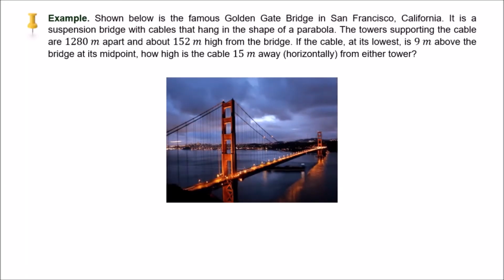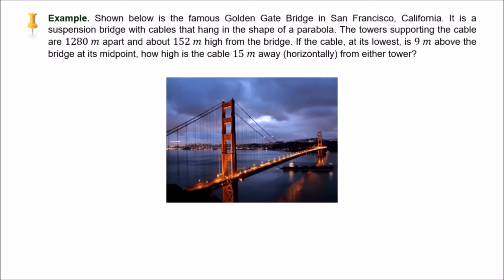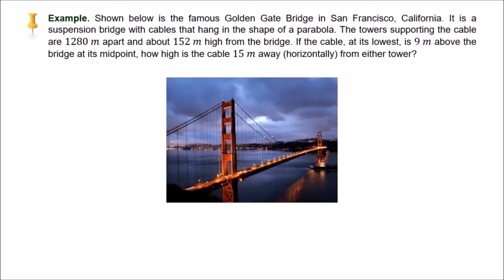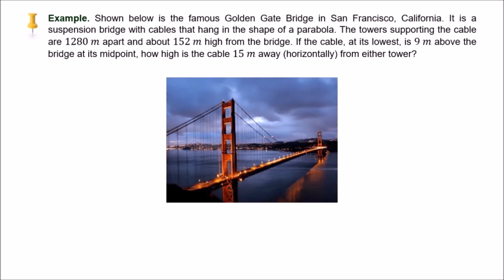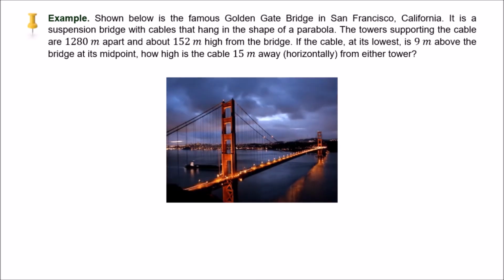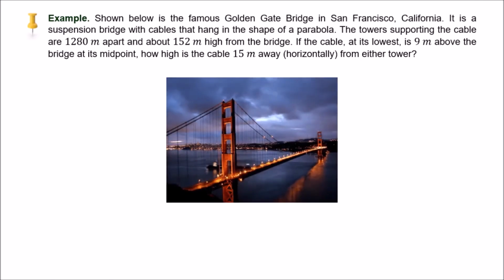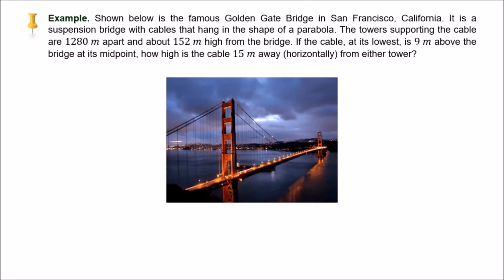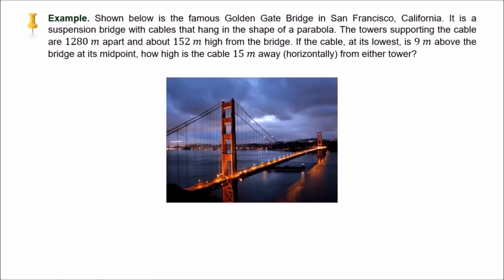Example: shown below is the famous Golden Gate Bridge in San Francisco, California. It is a suspension bridge with cables that hang in the shape of a parabola. The towers supporting the cable are 1,280 meters apart and about 152 meters high from the bridge. If the cable at its lowest is 9 meters above the bridge at its midpoint, how high is the cable 15 meters away horizontally from either tower?